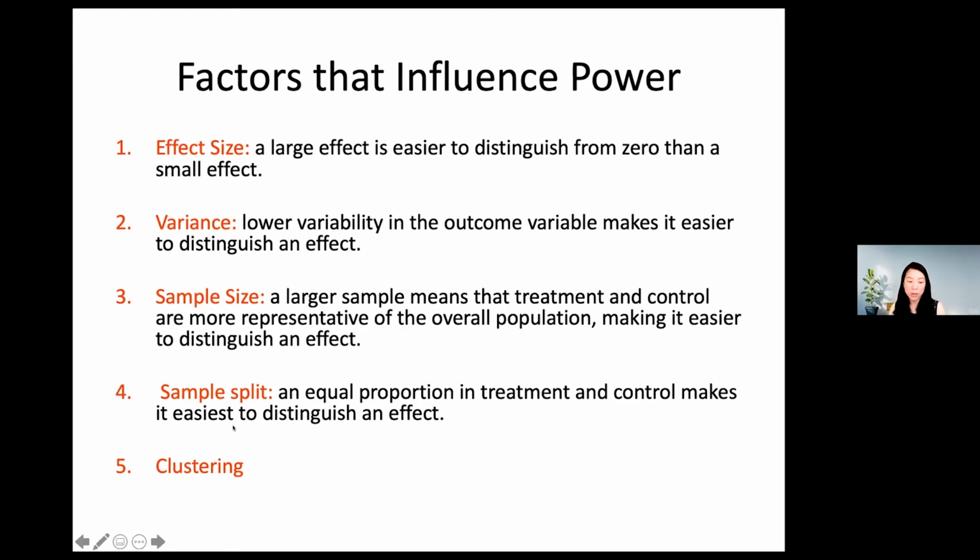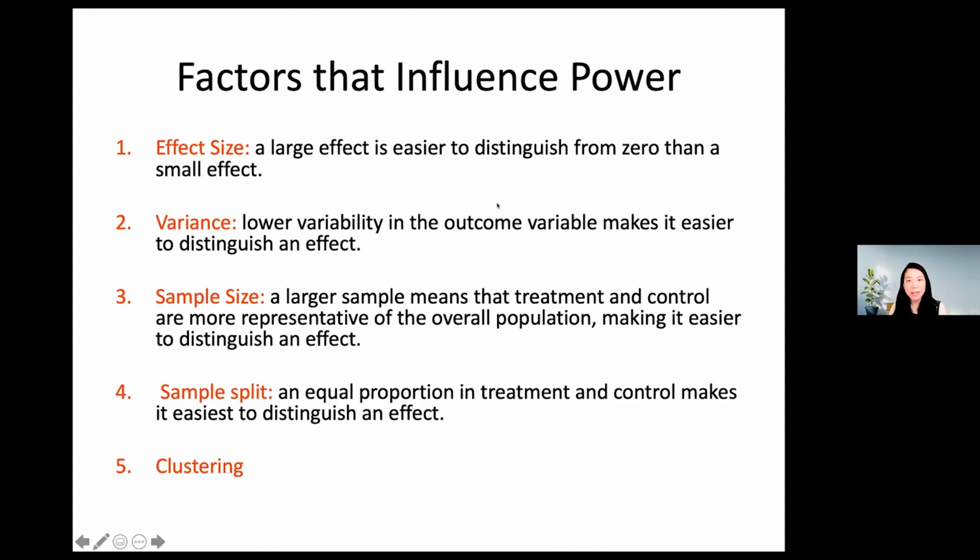And the last one we want to consider is clustering. Remember the randomization: if it's at the individual level, then usually it requires fewer samples to give you enough power. But if you are doing randomization at the school level, so each school in your experiment counts as one data point, that means you have to find more schools to have enough power.